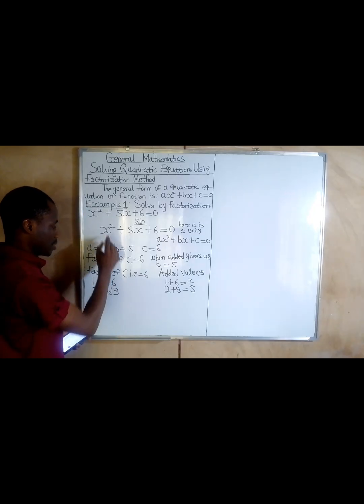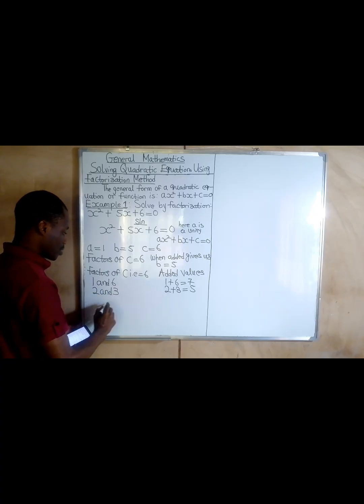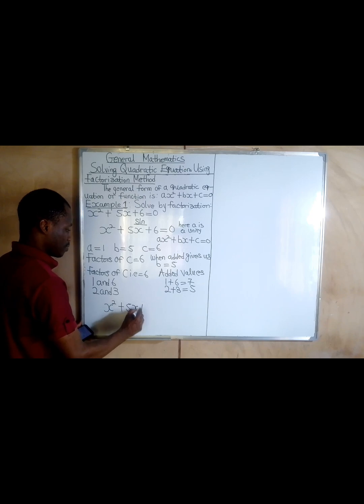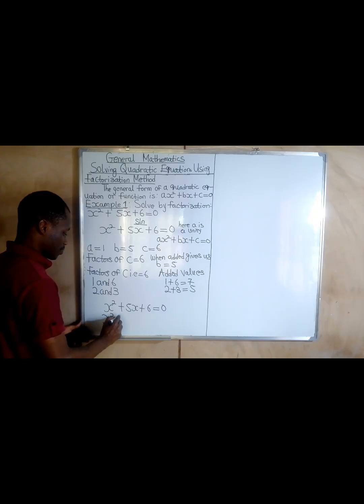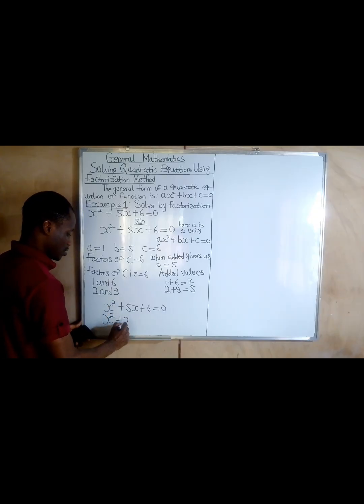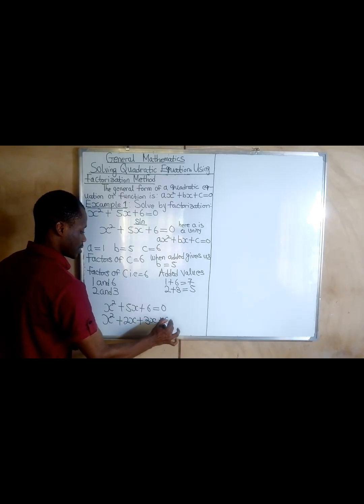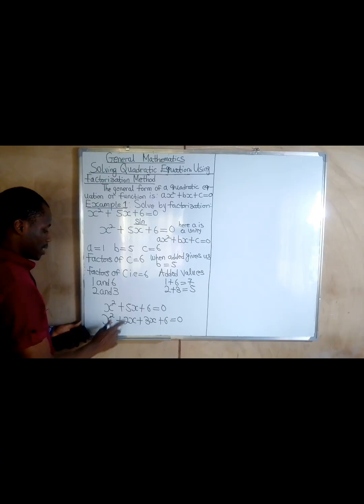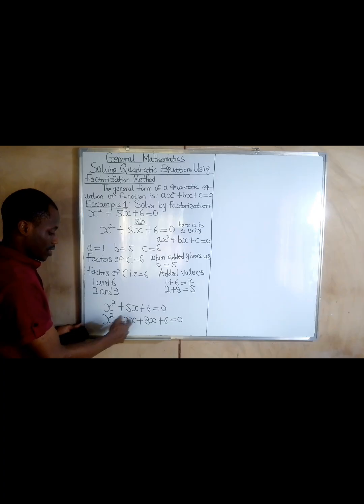Now what we'll do, we'll write it and put the alphabet x. So let me repeat the question again: x squared plus 5x plus 6 is equals to 0, which is the original question. Now x squared plus this 2, you write 2x plus 3x plus 6 is equals to what? 0. Why the 2x plus 3x? The 2x plus 3x, when you add, gives us what? 5x.